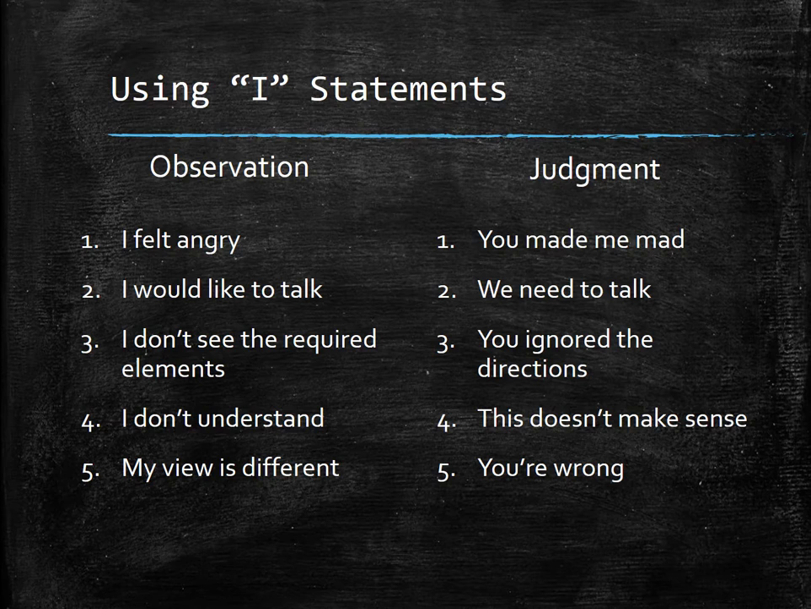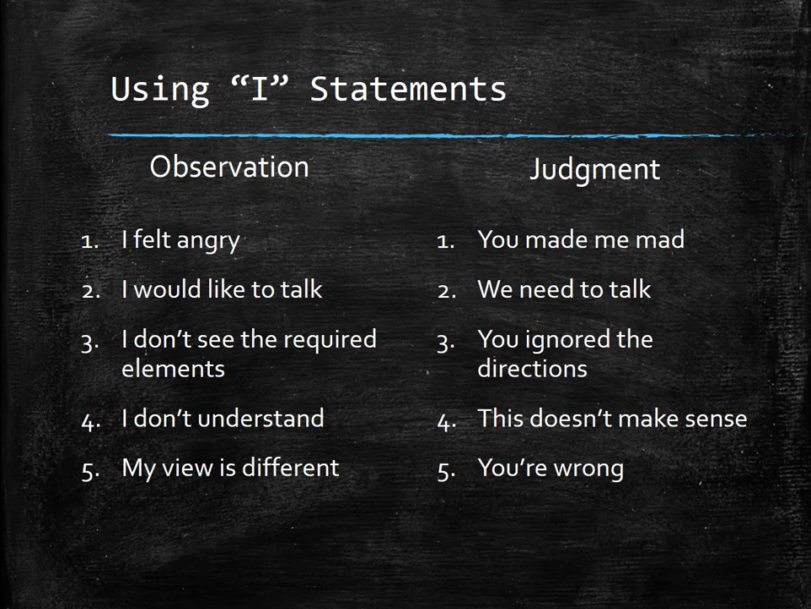And the third example, instead of saying something like, I don't see the required elements, right, which would be more a statement of fact, we make a judgment that looks something like, well, you ignored the directions, right? Well, I can't really know that that person deliberately ignored something, right? But what I can observe is that the things that I needed to see weren't present in that assignment. In the fourth example, right, we might be saying something like, I don't understand, instead of this doesn't make sense, right? It could be that it makes sense to other people, but not to us, right? Sometimes when we don't understand things, we think that must be somebody else's problem or somebody else's responsibility and not ours.